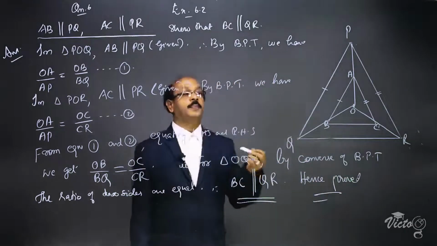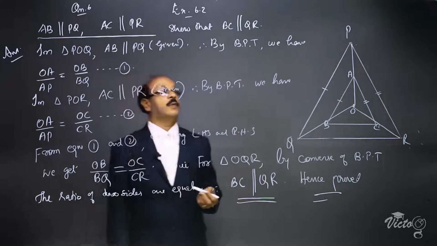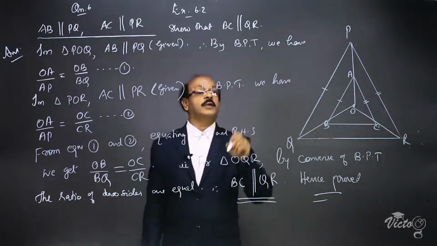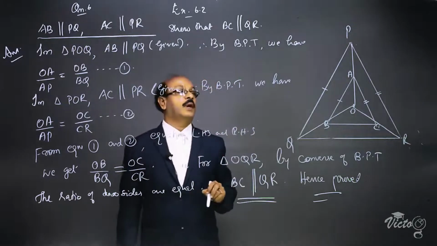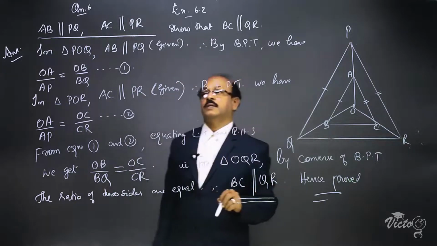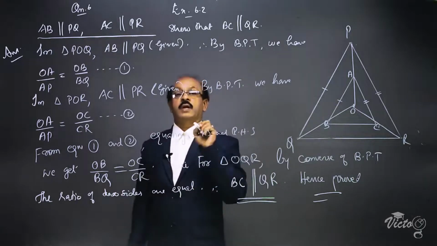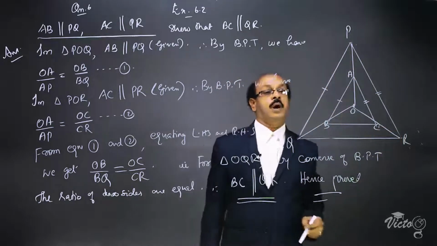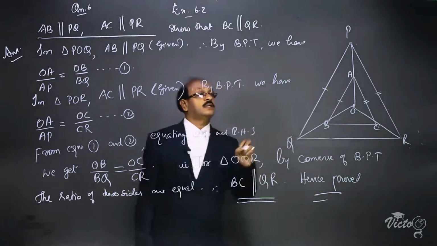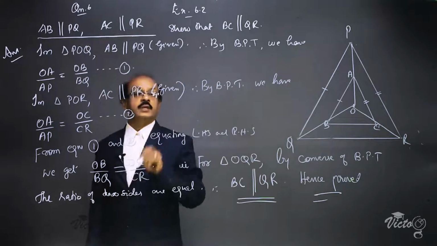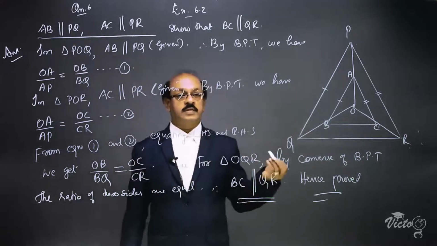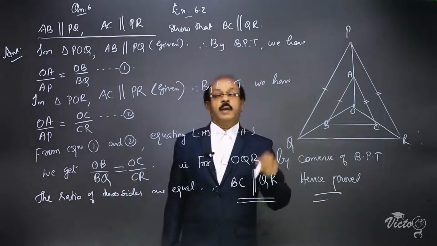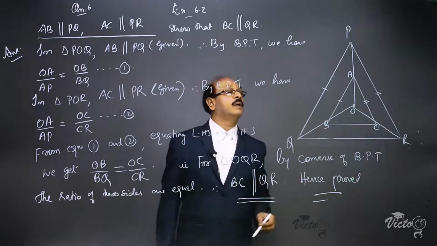Here also we are adopting the method of basic proportionality theorem. First of all, we are considering triangle POQ and it is given that AB is parallel to PQ. From that, we are getting the ratio OA by AP is equal to OB by BQ. We are naming it as equation number 1. Next, we are considering triangle POR. It is given in the question that AC is parallel to PR. Again, we are applying BPT, and we get the next ratio as OA by AP is equal to OC by CR.